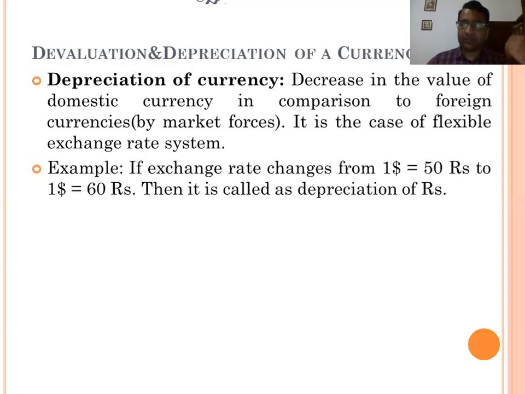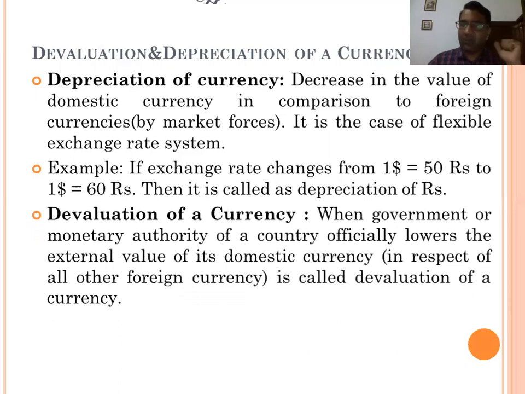For example, if the exchange rate is $1 equal to 50 rupees, first we are paying 50 rupees to purchase $1. Now depreciation arises in the country's currency. It means now $1 is equal to 60 rupees. Now to purchase $1 we need 60 rupees. That is called a depreciation of the rupee, because earlier we paid 50 rupees to purchase only $1 and now we are paying 60 rupees. This shows a depreciation of our currency, the domestic currency.